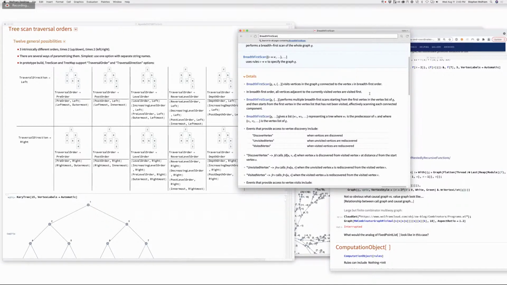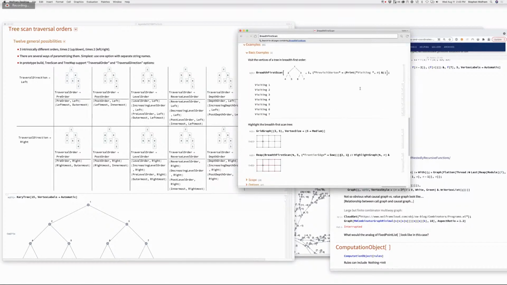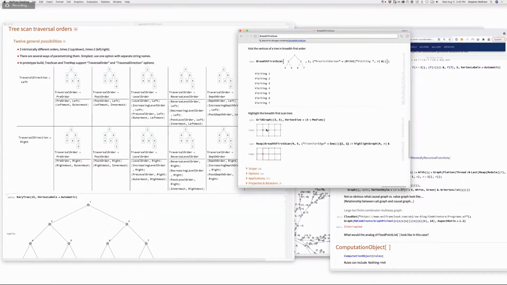So by the way, there should be an example in the documentation where you take a general graph. Maybe this is the example here. My gosh, what a complicated mess. What we should show here is the thing growing outwards.